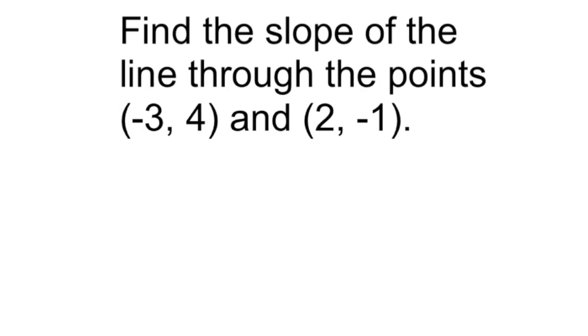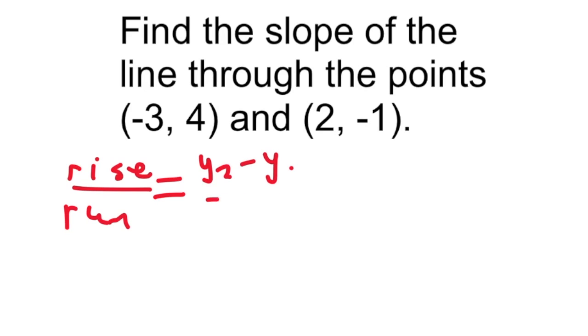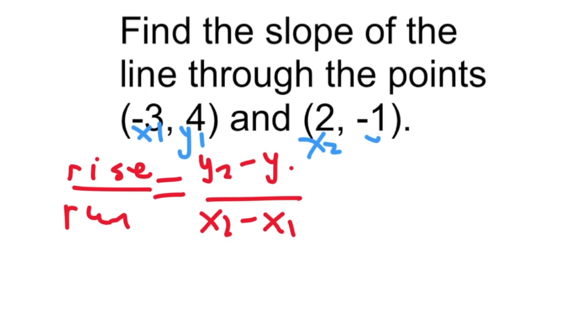Find the slope of the line through the points (-3, 4) and (2, -1). First thing, I'm going to name my points. This can be x1 and y1. This can be x2 and y2. Then all I do is put it into the formula and calculate the slope.